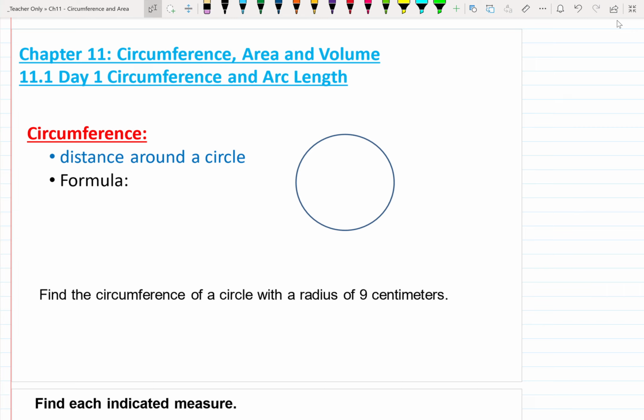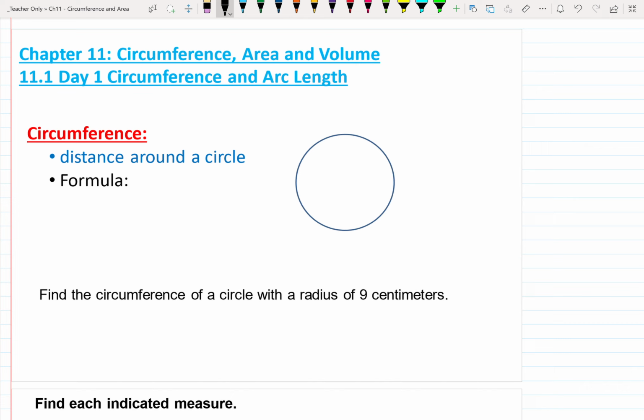Hello everybody. Today we're going to go ahead and start working on chapter 11. Our first lesson today is about circumference and arc length. Circumference is something that you've definitely heard of before and probably worked with before. The circumference is just defined as the distance around the circle.